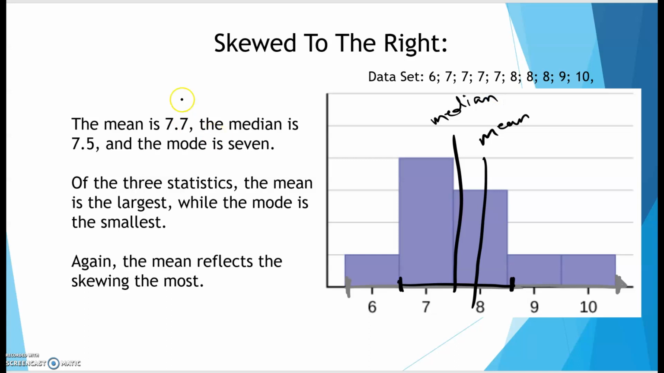Now come over here. Your mean is 7.7. That's pretty close to 8, like we have here. And the median is 7.5. That's exactly what we had right here. So here your mean is being pulled in this direction over here because of these values.